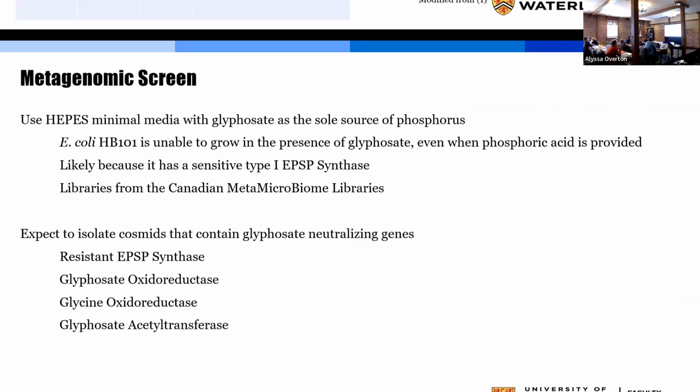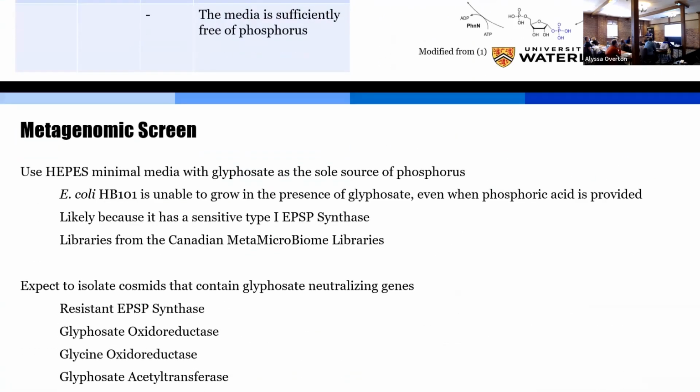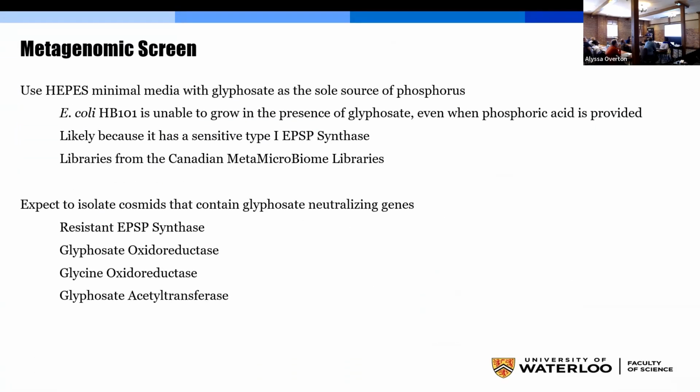So one way we wanted to answer that was taking this condition and selecting a set of metagenomic libraries on glyphosate. Using E. coli HP101, we had a set of libraries from the Canadian MetaMicrobiome Project. We have these libraries in our lab. We screened these on that media with glyphosate as a sole source of phosphorus.